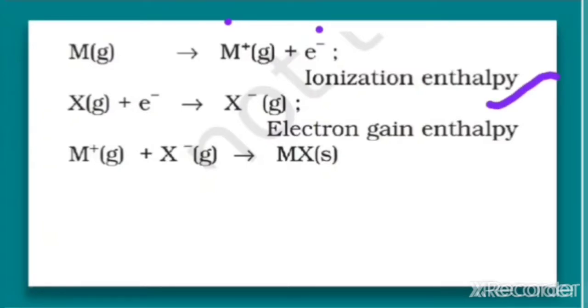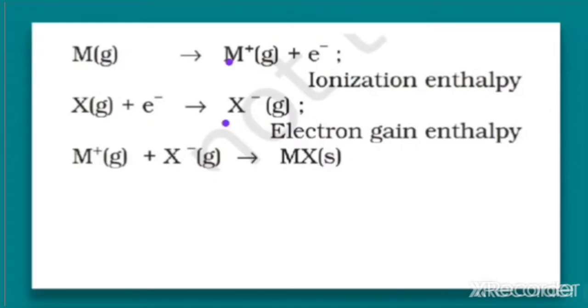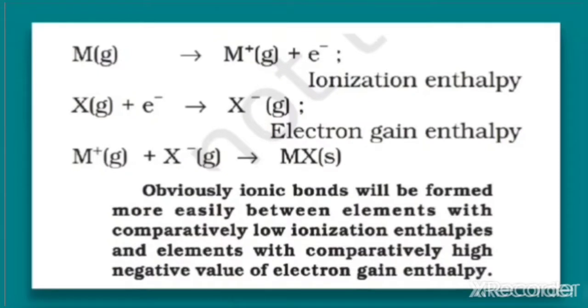That is the enthalpy change during the loss of electron. In the case of halogens, it gains an electron to form an ion. The enthalpy change here is the electron gain enthalpy. So here the positively charged and negatively charged ions are formed, which results in the formation of the compound MX, that is an ionic compound. So obviously the ionic bond will be formed more easily between elements with comparatively low ionization enthalpy and elements with a comparatively high negative value of electron gain enthalpy, because here the energy changes are the ionization enthalpy and the electron gain enthalpy.